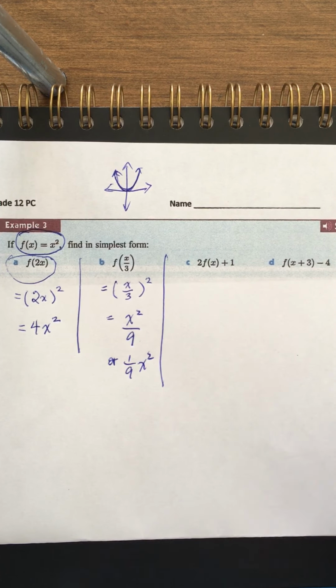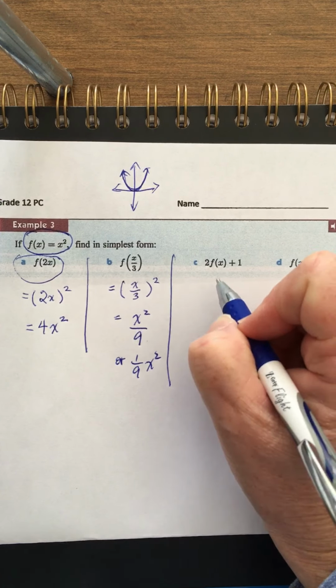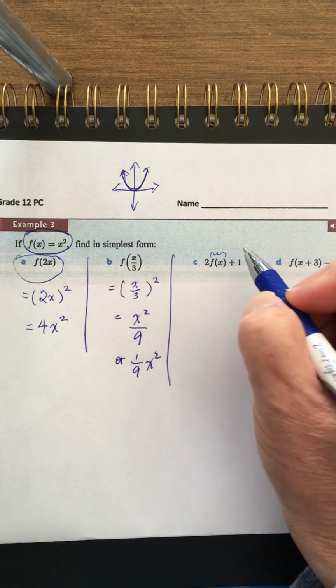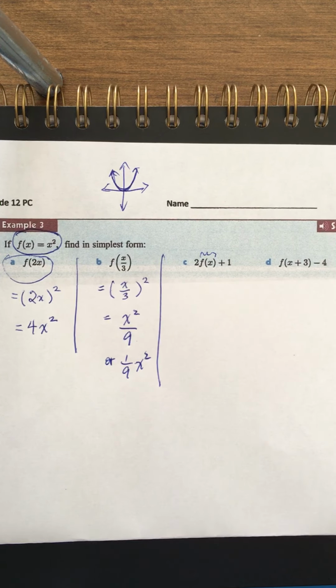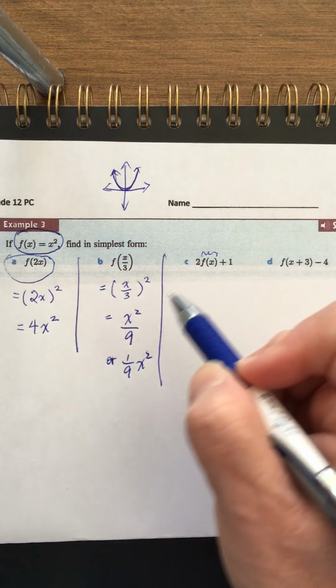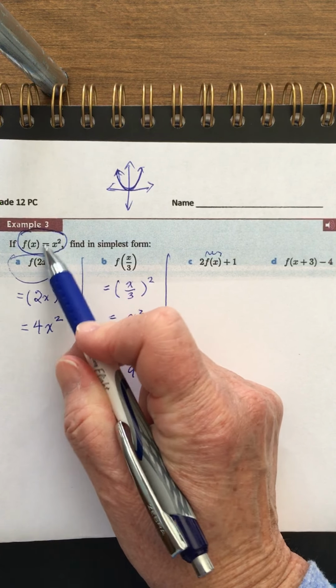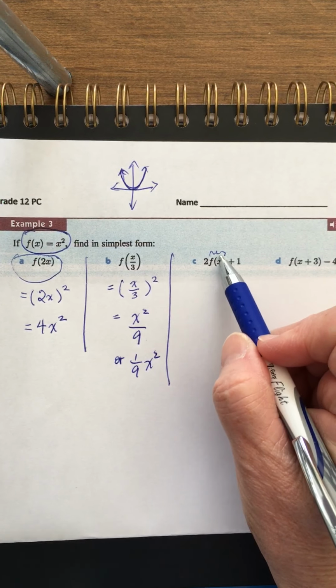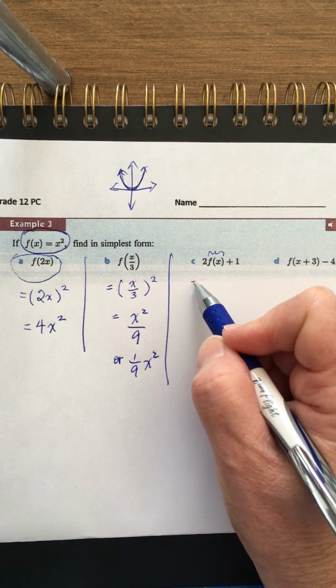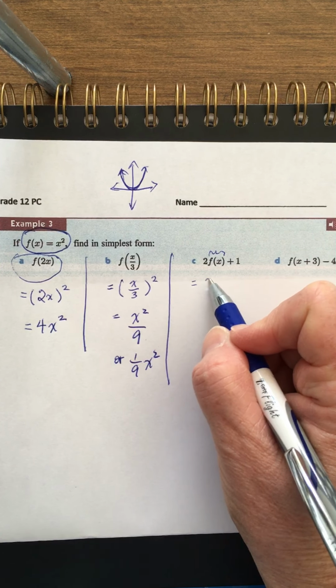So that's one kind of a question, and we've seen that before with composite functions. Now over here, we're just going to think about this f of x being in there. It's staying the same as it originally was. So there's what f of x is equal to. It's the x squared. So here we're just going to replace the f of x with the x squared.